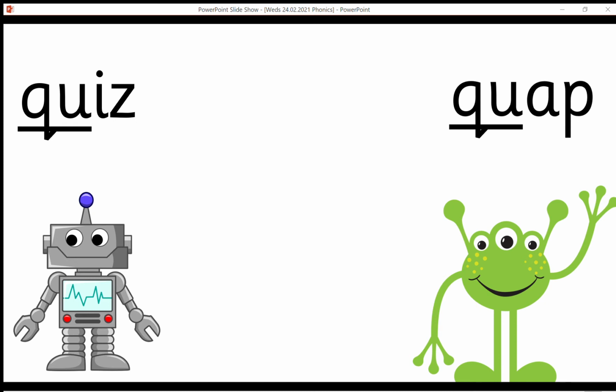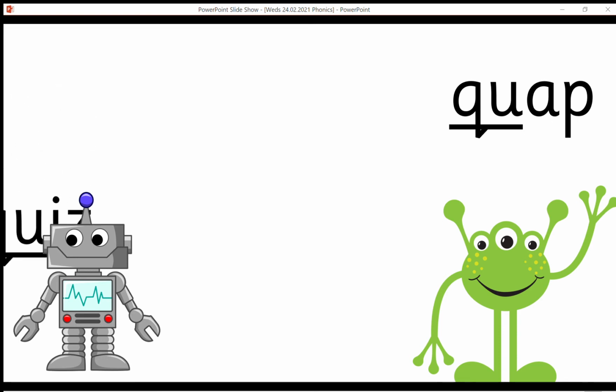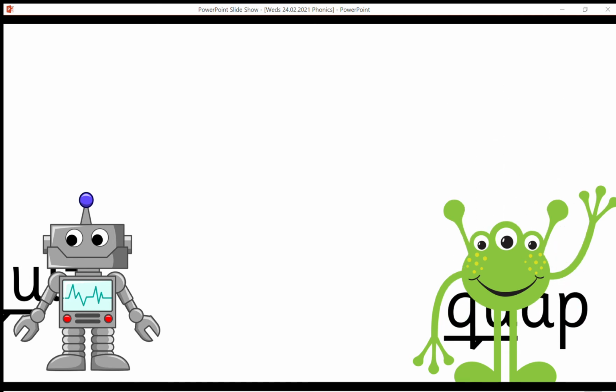Okay, last one then. Ready to blend? Let's go. Quiz, or quap. Quiz or quap. Which word do you think is the Rex Robot real word? And let's see if you're right. Yep, so quiz is the Rex Robot real word, which means quap is the alien nonsense word.